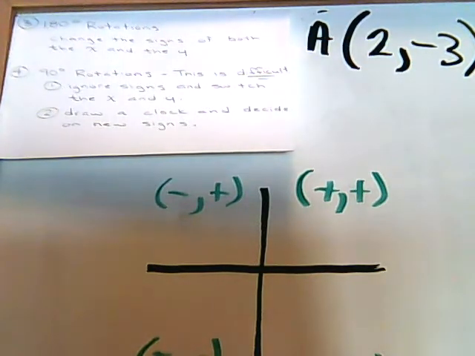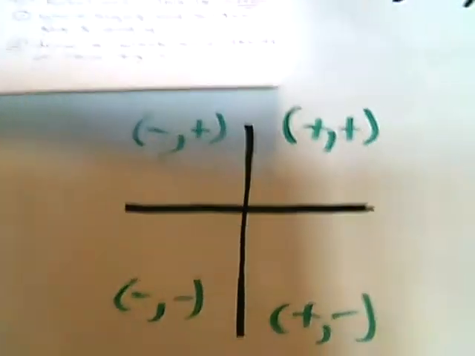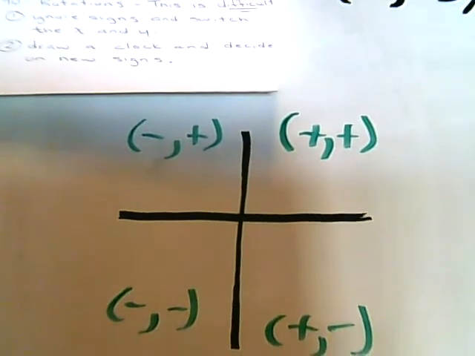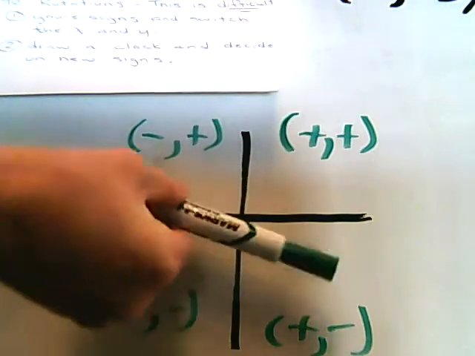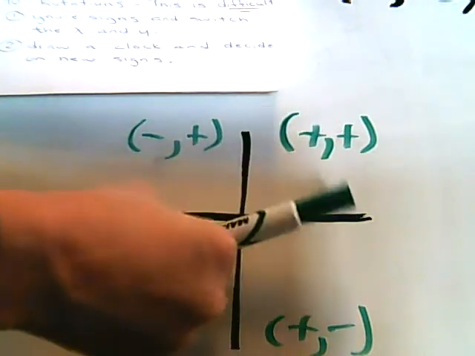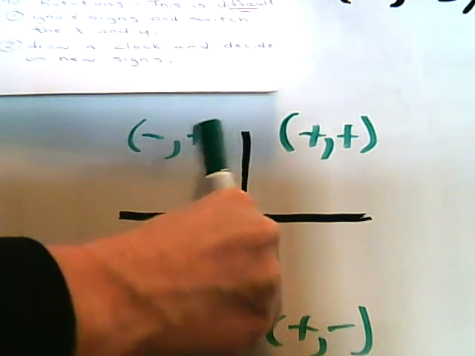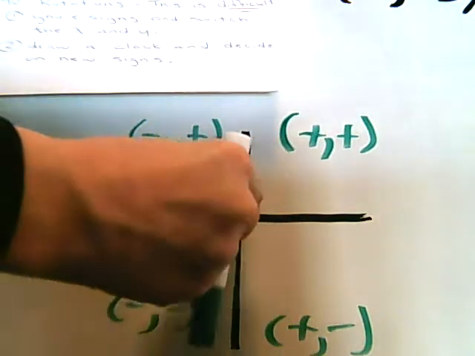Now this really helps you out with rotations. Let me move this down a little bit so you can see it. So the idea is it's like a clock. You can imagine something like this and the hands move this way. So clockwise is to move like this. Counterclockwise is to move like that.